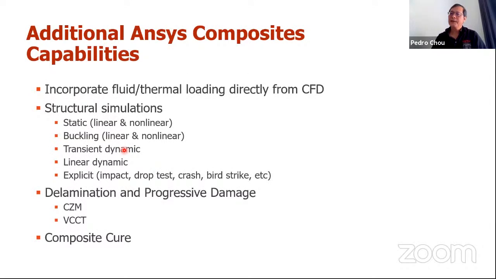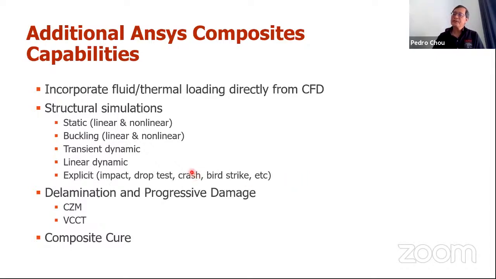Okay, so once you define the composite material in Ansys, you can use it just like any other regular element in Ansys. You can combine it with the loadings from CFD, and it just becomes a regular finite element analysis. You can do a static analysis, linear, non-linear, buckling, frequency domain, transient, and linear dynamics, and explicit dynamics as well, if you want to do an explicit analysis.